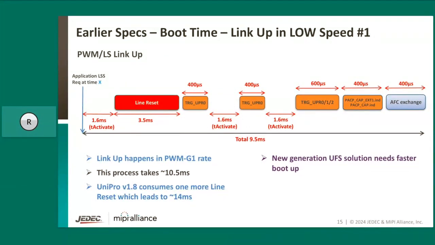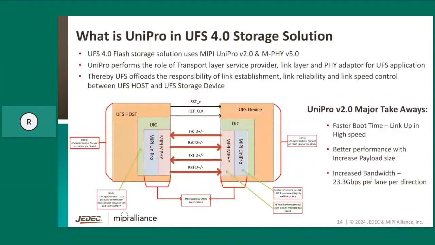So Jan, we can stay on the previous slide, please. Yeah, thanks. Yet another thing, as we heard, the physical layer is introducing 23.3 Gbps by having gear 5 operation, so that UniPro takes advantage of that and makes sure that gear 5 is adapted, and thereby per lane, per direction, 23.3 Gbps is going to be established, which we will see effectively what it means when UFS host and device communicate in the new gear 5 speed.